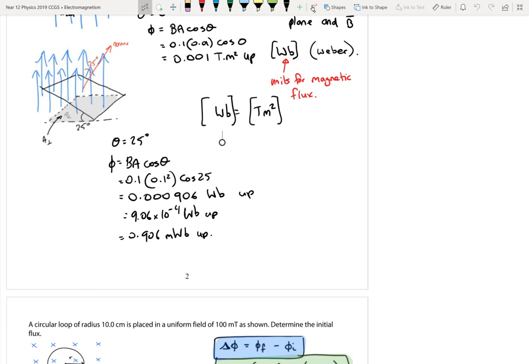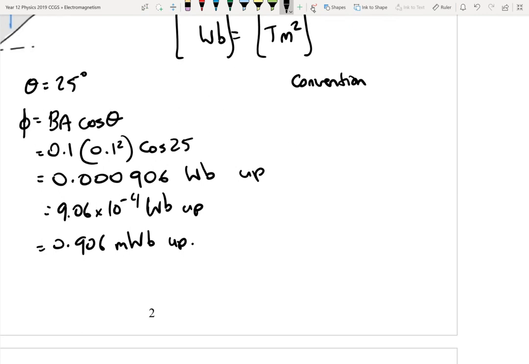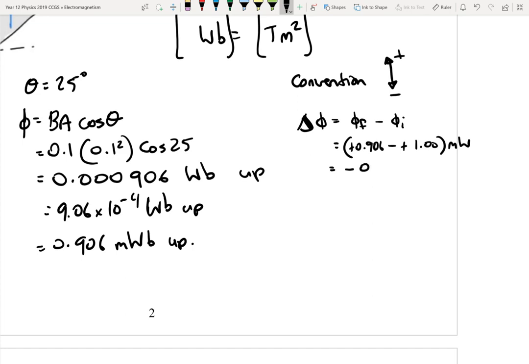Okay? Now, what this involves is a convention. So I might say over here, convention, up is positive, down is negative. We're pretty cluey with that since year 10, just adding simple displacement vectors. So I could now go that the change in flux is final minus initial. Remember, anytime we have a delta, it's final minus initial. Delta T, delta S, delta B, delta V, whatever vector you want to look at the change in. All right, so let's just quickly write this in. We're going to go plus 0.906 minus plus 1, milliweber, gives negative 0.094.